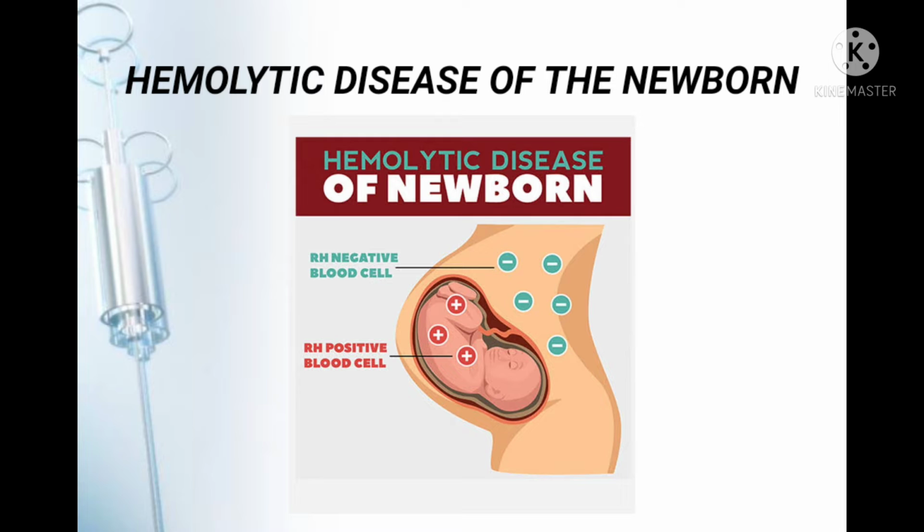To prevent the consequences of HDN, all women should be screened at the onset of pregnancy. If they are Rh negative, they should be tested for the presence of anti-D antibodies on a monthly basis.